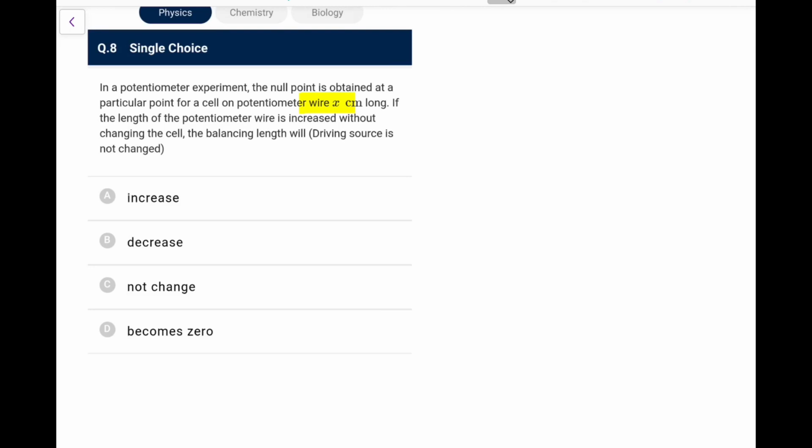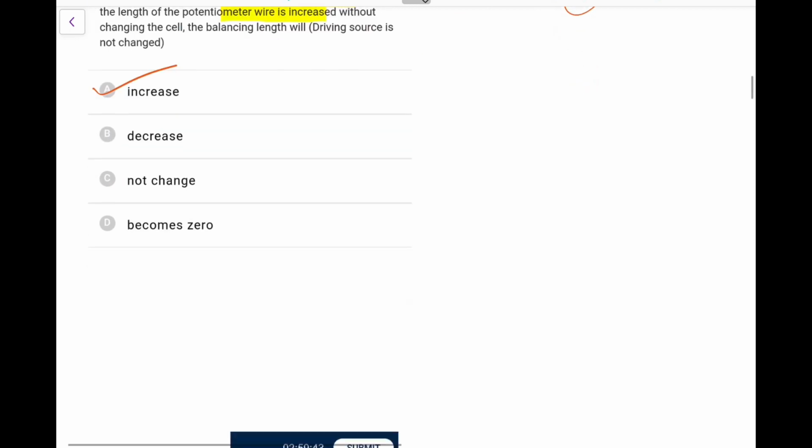Next, in a potentiometer experiment, the null point is obtained at a particular point for a cell on a potentiometer wire x centimeter long. If the length of the potentiometer wire is increased without changing the cell, so if you increase the potentiometer wire length, x will decrease, and therefore the balancing potential is xL. x has decreased, so therefore L has to be increased. So L will increase. That's an easy one.